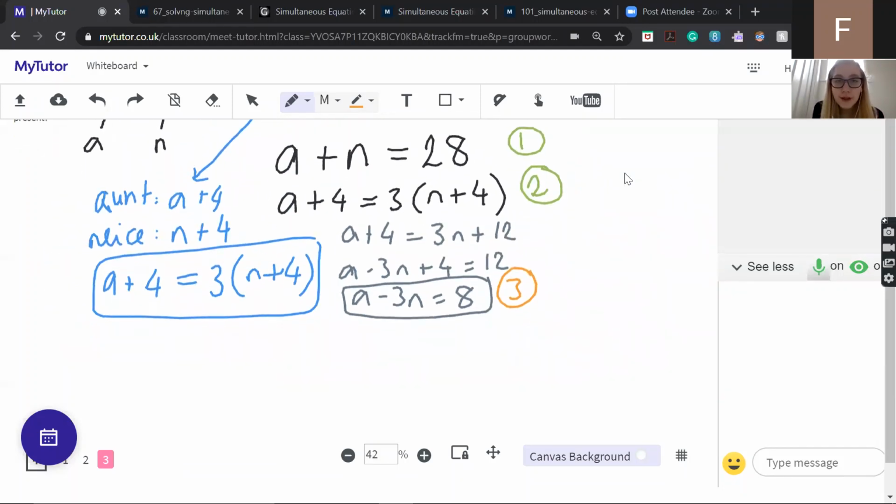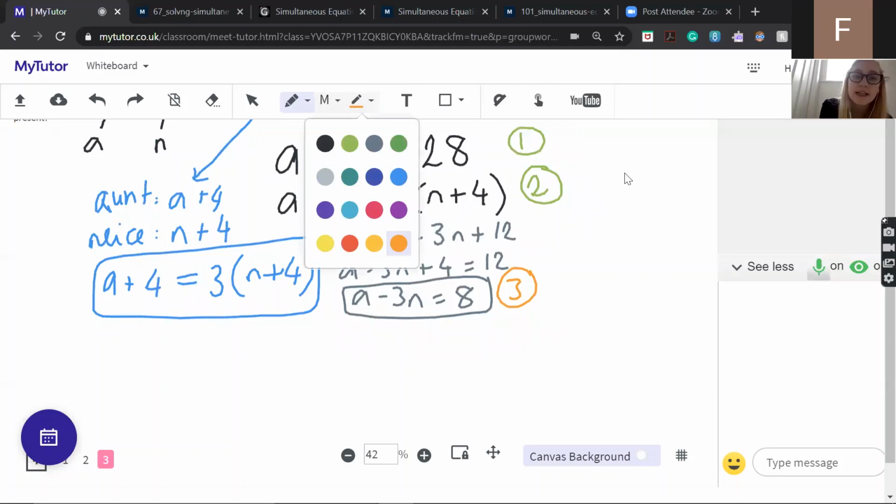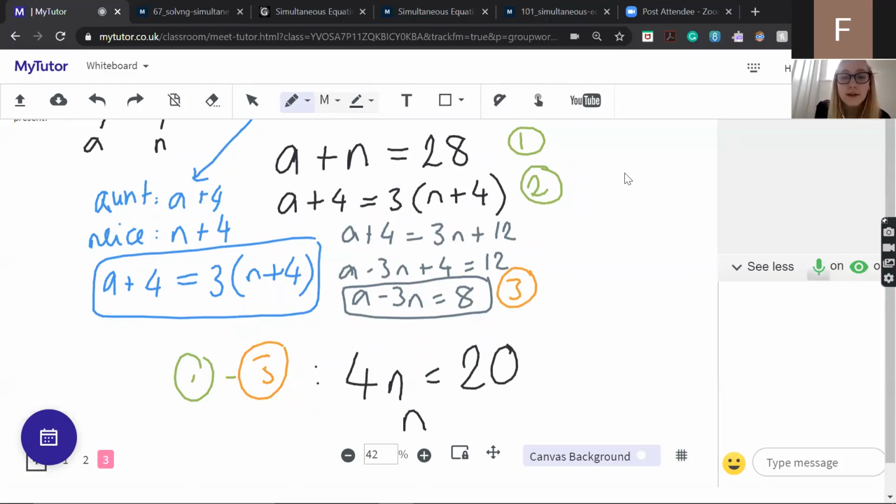Now, hopefully you can spot that we can do equation 1 minus equation 3, because they both just have an a. That's how we'll get that to cancel out. So we say equation 1 minus equation 3, and all the a's cancel out. N minus minus 3n is 4n, equals 28 minus 8, which is 20. So n equals 5.